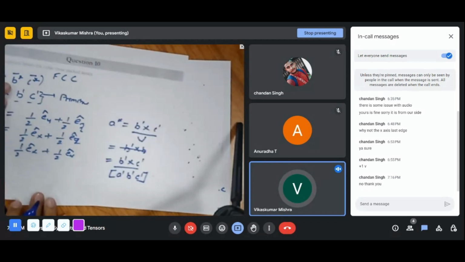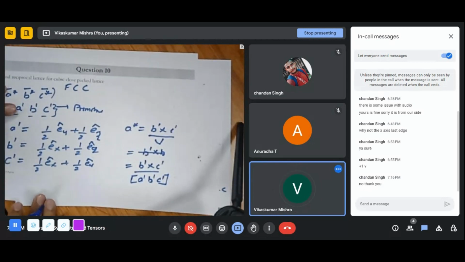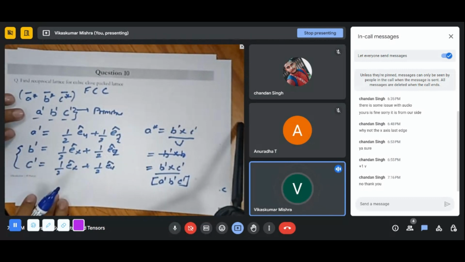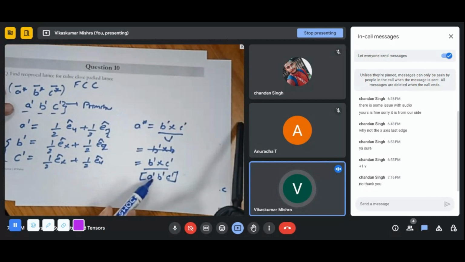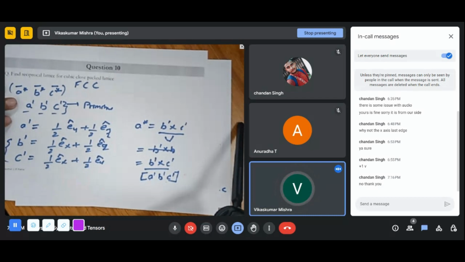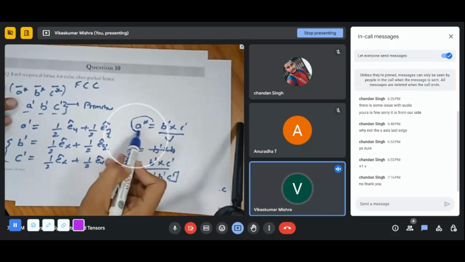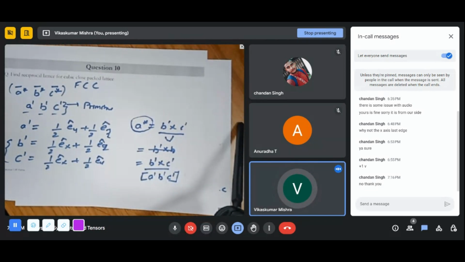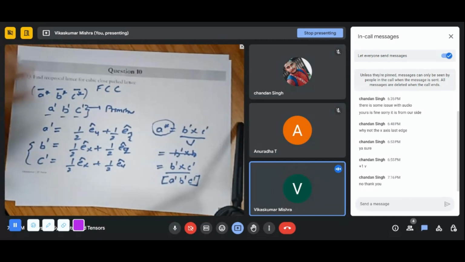It is just a mathematical thing we need to do. We need to write the cross product of b cross c, and we need to write the a prime, b prime and c prime dot product with each other. We can easily do it. Once we find a star, you will start seeing some pattern. We just need to find a star; the remaining reciprocal lattice vectors, b star and c star, we can find by the pattern we get in a star. Let's try to do it.